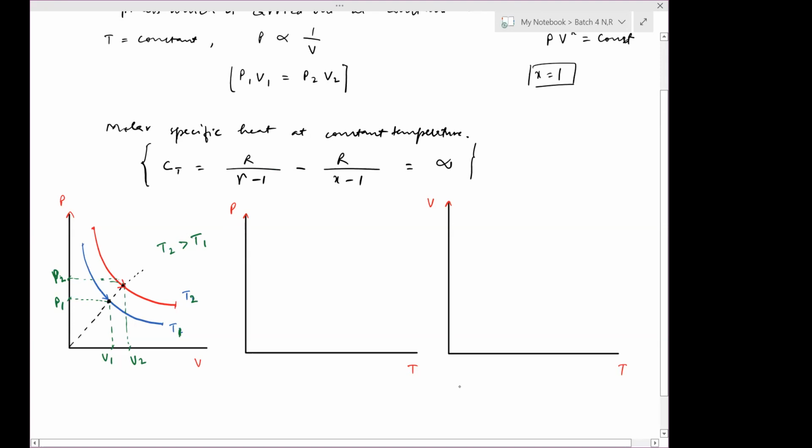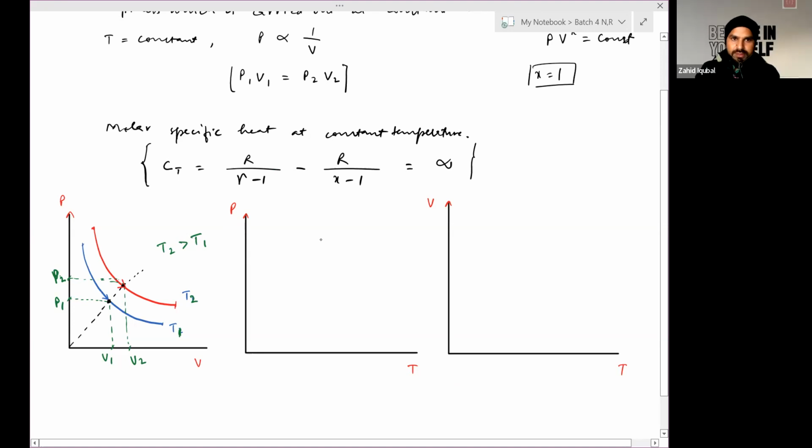Next, for pressure versus temperature, since temperature is constant, it will be a straight line parallel to the opposite coordinate axis. And since in this process volume is expanding, pressure must be decreasing. So the curve will be along this way. In the third part, for volume versus temperature, temperature is constant and volume is increasing, so the curve will be along this direction.